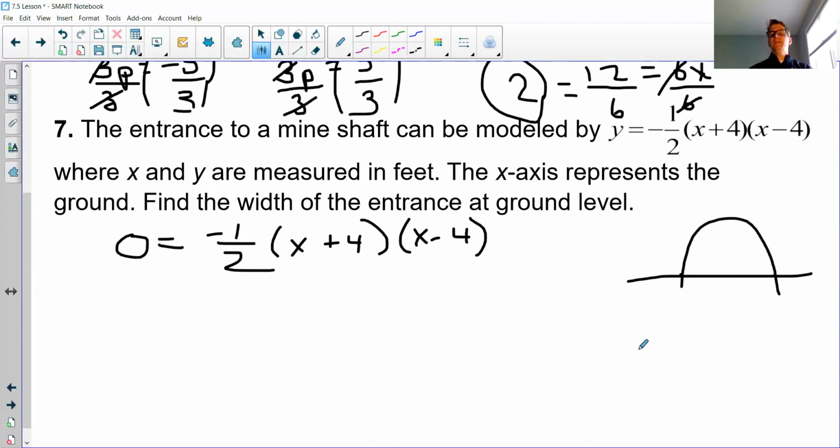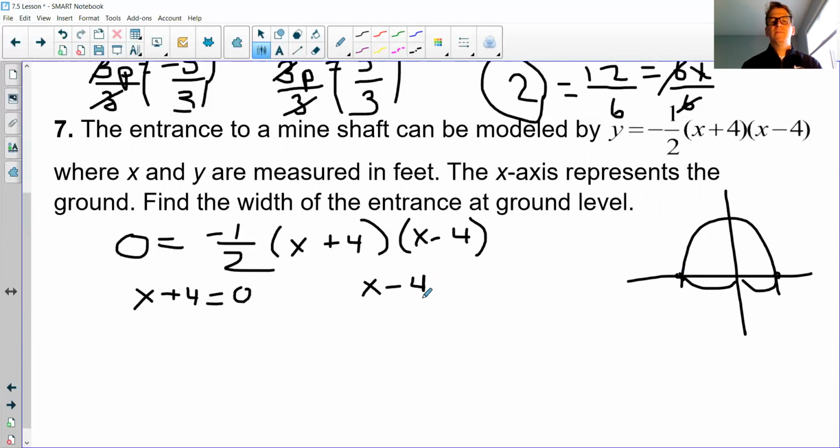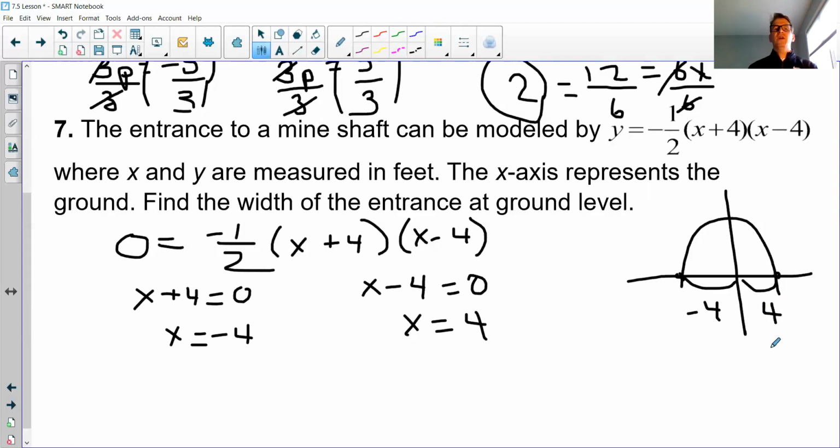When y is 0, you're determining this value right here and this value here, so here and here. You can see that x plus 4 is equal to 0, and x minus 4 equals 0. That would tell you that x is equal to -4, and also that x is equal to +4. So this value here is -4, and this value here is +4 of the mine shaft.